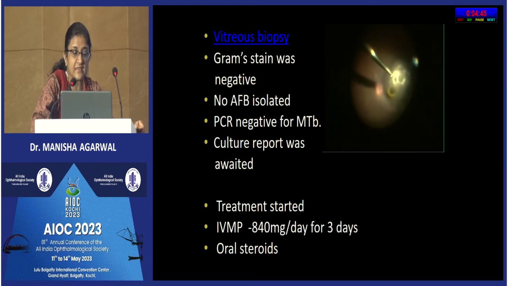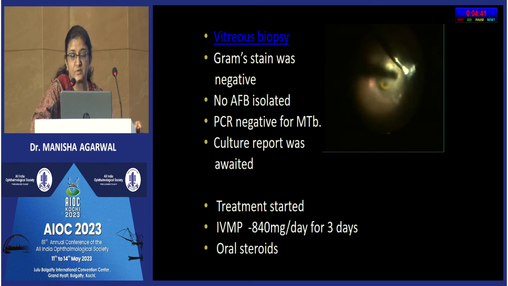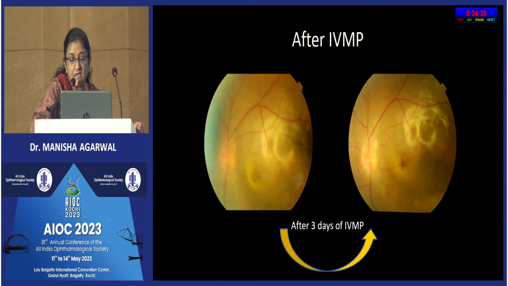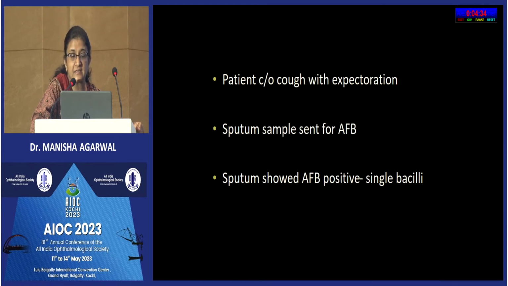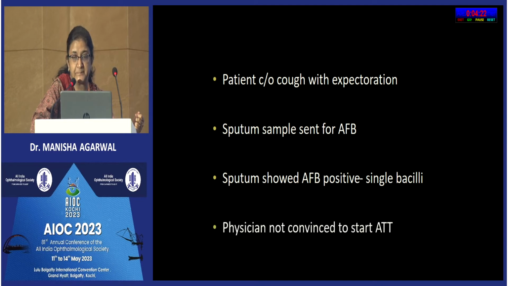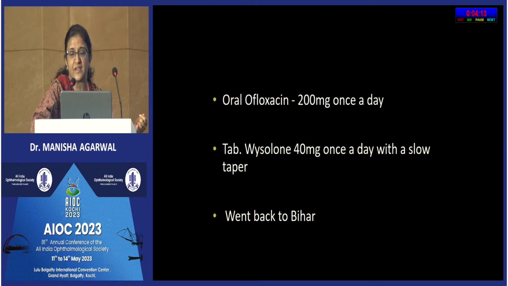The culture was awaited, and the treatment, of course, was started with IVMP, followed by oral steroids because it was involving the macular area. After IVMP and after 3 days, the patient looked something like this. Now, the patient started complaining of cough with expectoration, and the sputum was sent for acid-fast bacilli. It did come out positive, but it just showed a single acid-fast bacilli. And the physician was not really ready to start ATT because they were not convinced whether it was a contamination or whether it really suggested an active TB infection.